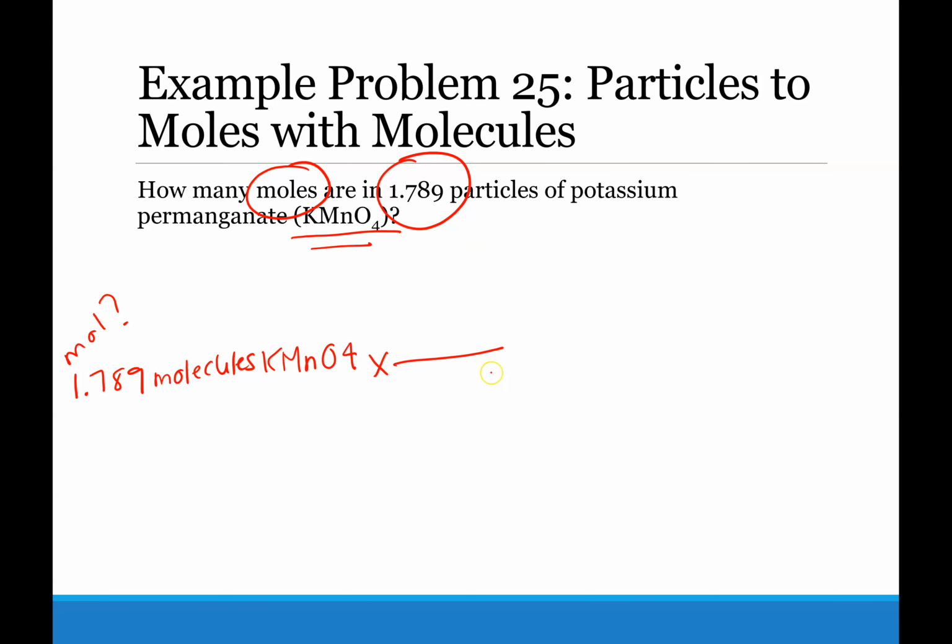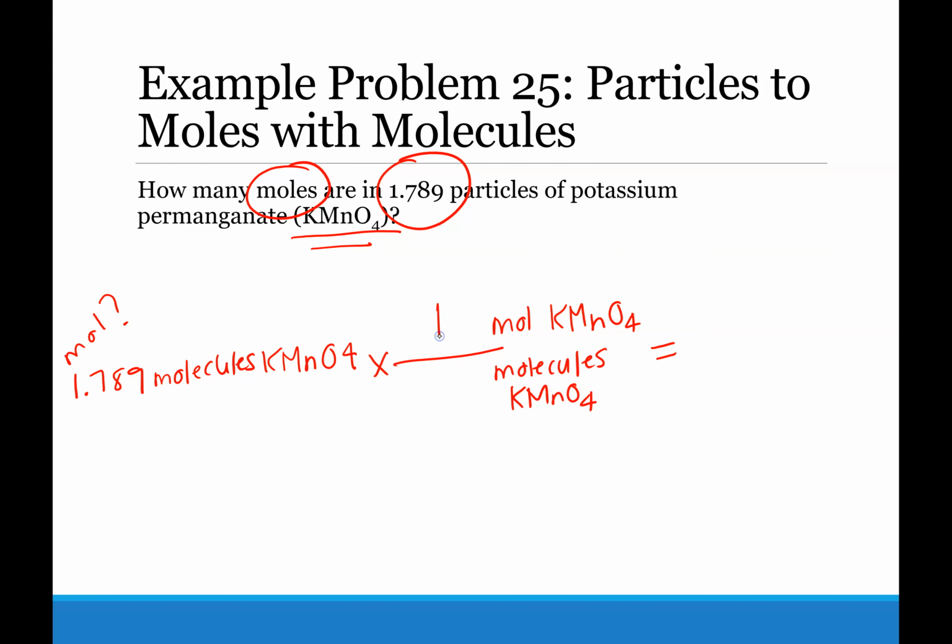So molecules of KMnO4 goes on bottom to cancel. And moles KMnO4 goes on top because that is what we are converting to.